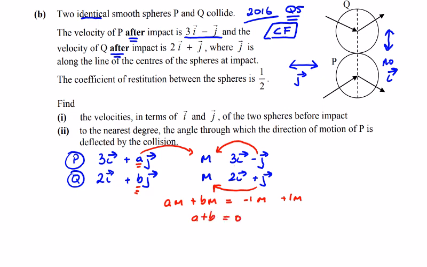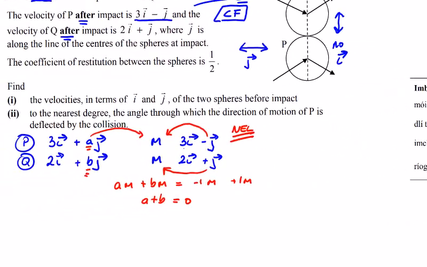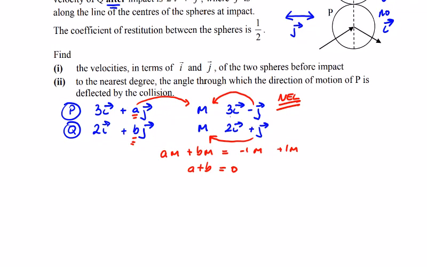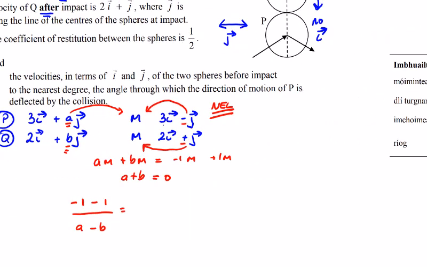And if we use Newton's experimental law, and these are on page 49 I think in the tables, just make sure you get the v's in the right place. So we simplify this one, it's v1 minus v2 over u1 minus u2 is equal to minus e. So we apply that information, the final velocities first. So we have minus 1 and then minus plus 1, minus 1, these two velocities, over a minus b, just double check it's the minuses, they are minuses, equals minus e, so equals minus a half.